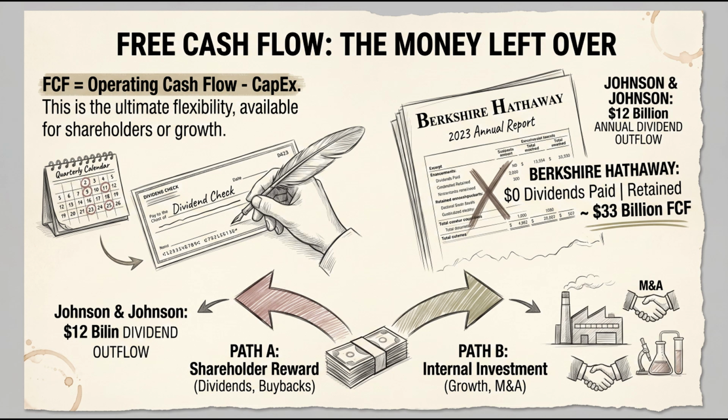A company can have positive net income but negative free cash flow if it is investing heavily. Conversely, a company might report negative net income but show positive free cash flow if its depreciation charges are significantly higher than its actual cash costs. Always focus on this number to judge true performance.